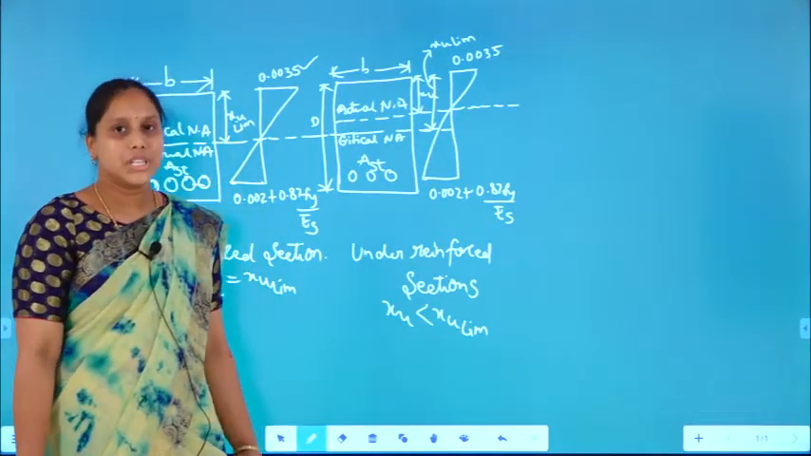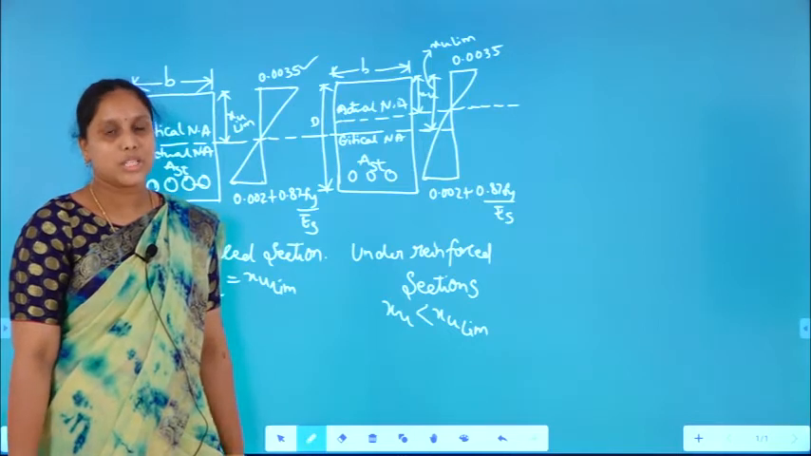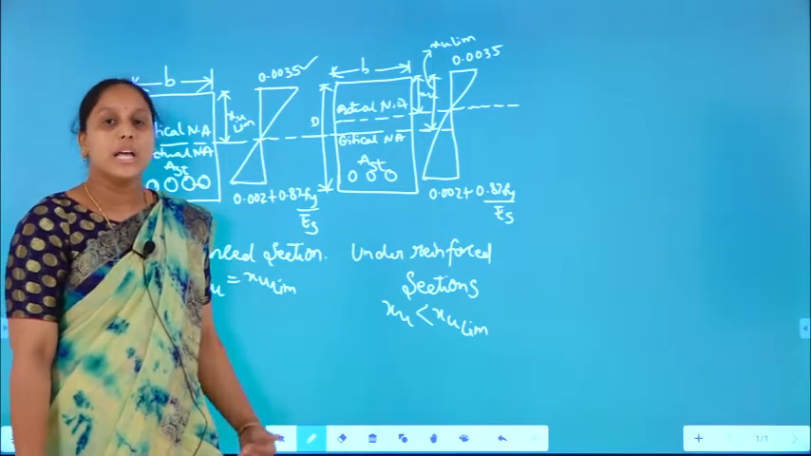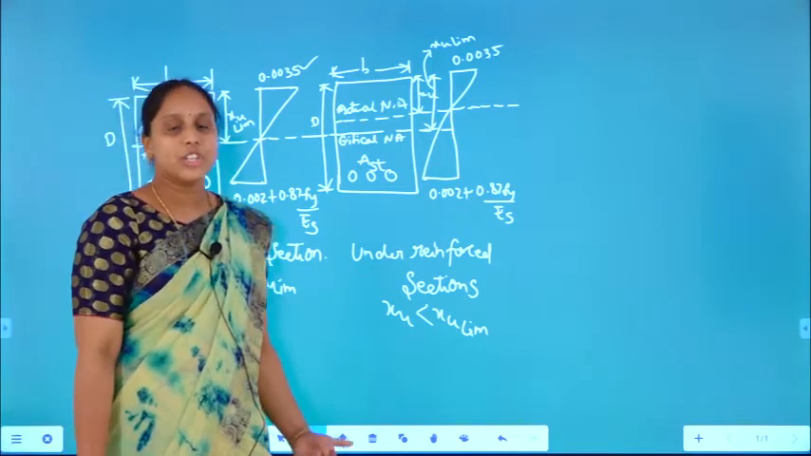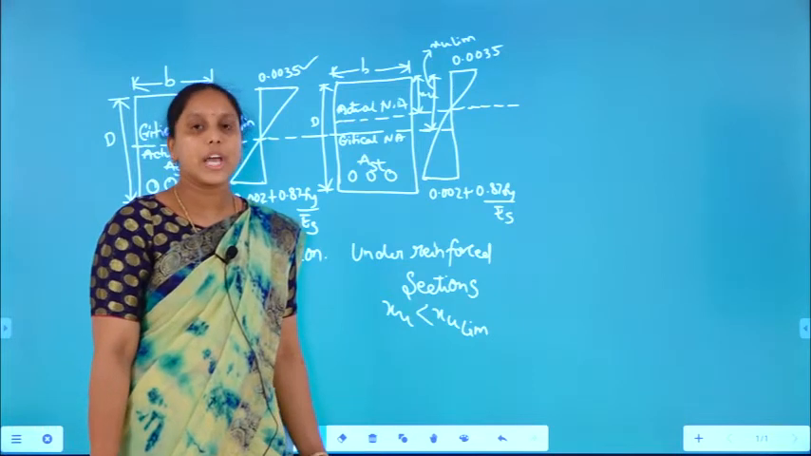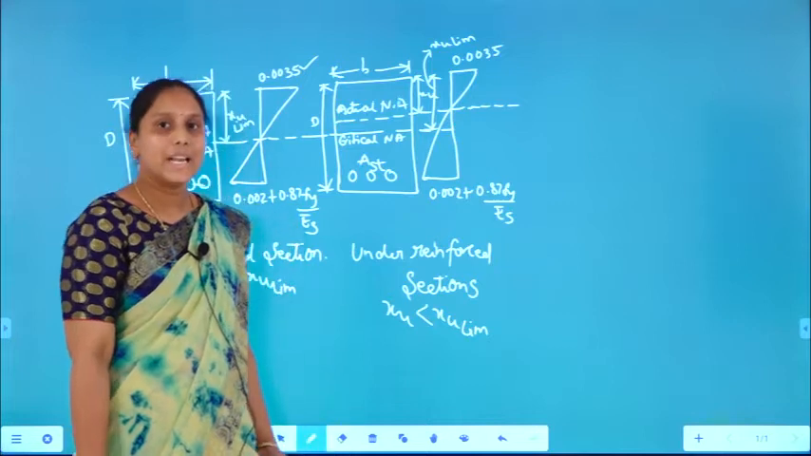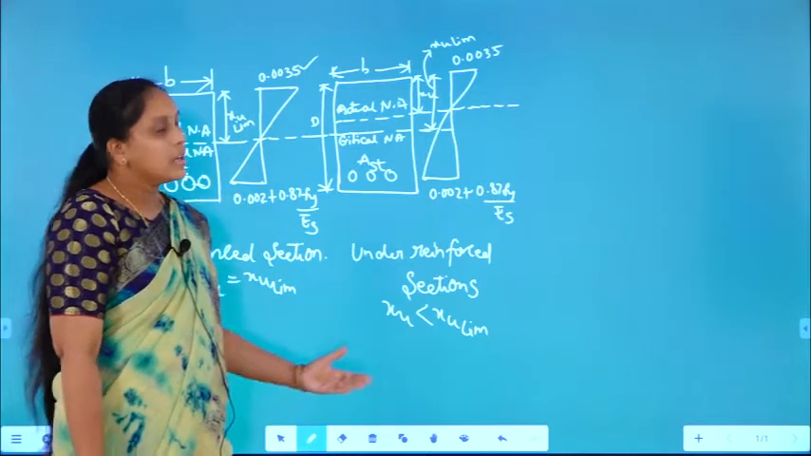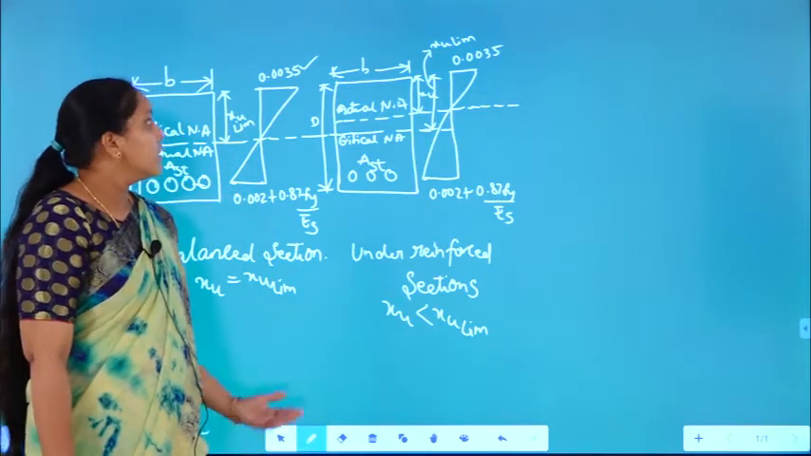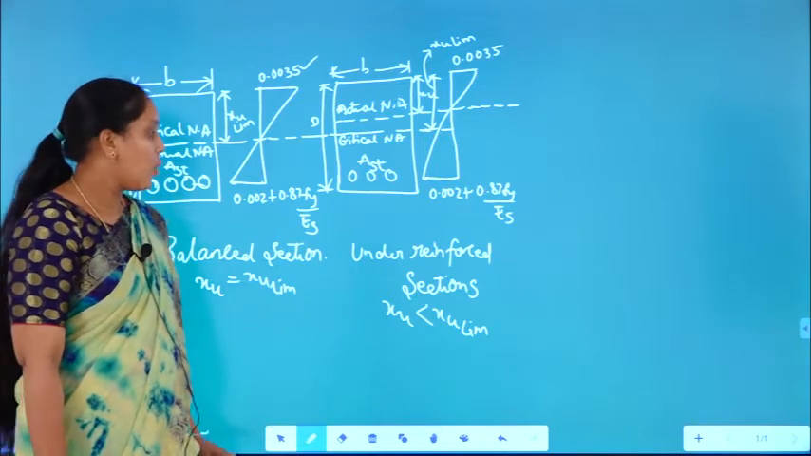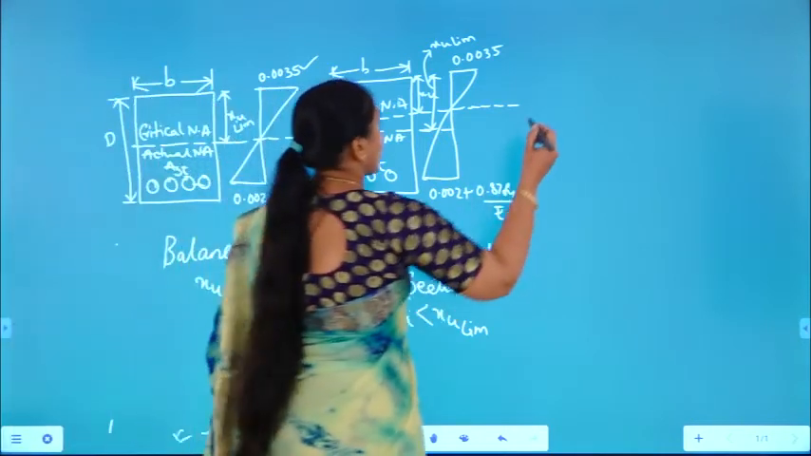Over reinforced section, by the name itself you can say over reinforced. That is, the reinforcement which is provided in such a type of section is more than required for a balanced section. So, now let me draw the beam section for an over reinforced section.